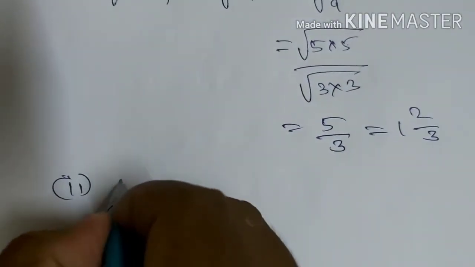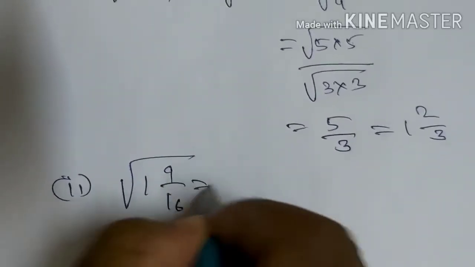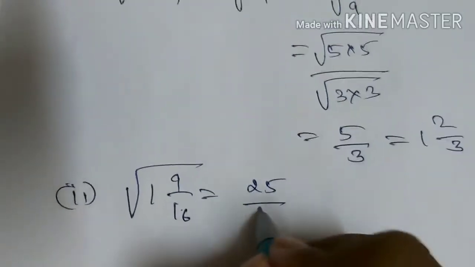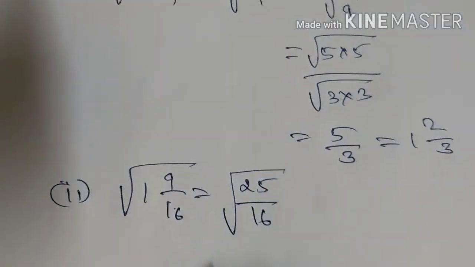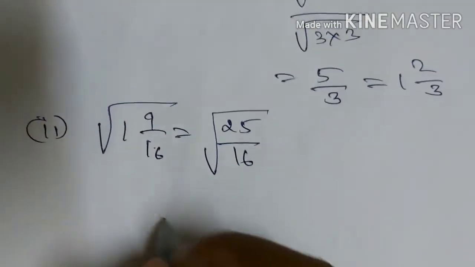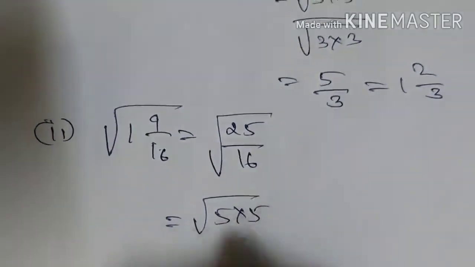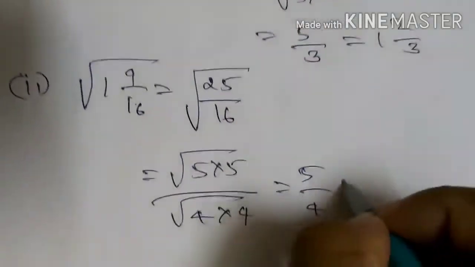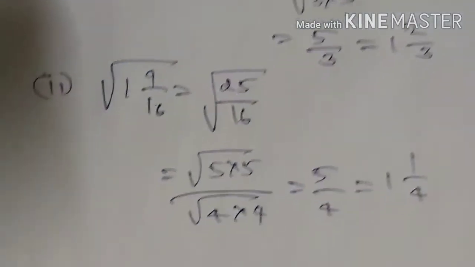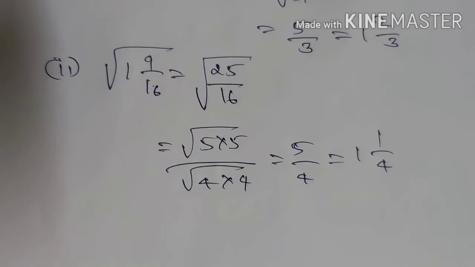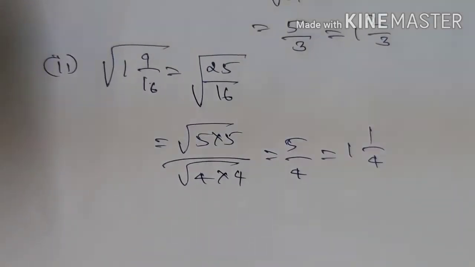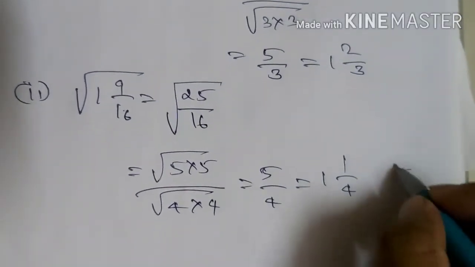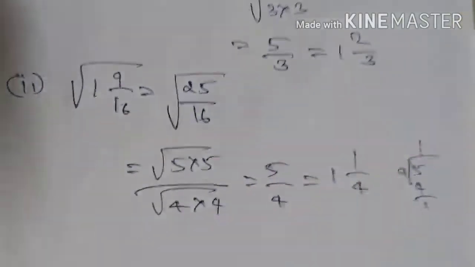And the second one, square root of 1 9/16. The same way, change the mixed fraction to an improper fraction: square root of 25/16. For 25, 5 multiplied by 5; for 16, 4 multiplied by 4. So the answer is 5/4. This one also, change the improper fraction to a mixed fraction: 1 1/4. How? Divide: in the 4 table, 1 four is 4, and the remaining value is 1.